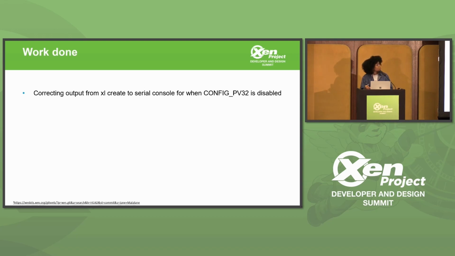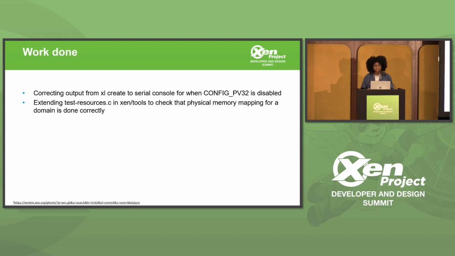So one of the first things I worked on was correcting the output from xl create to the serial console, because with CONFIG_PV32 disabled, when you tried to boot a PV32 guest, it would give a not incorrect, but a very unhelpful message. So that was one of the first things I worked on.